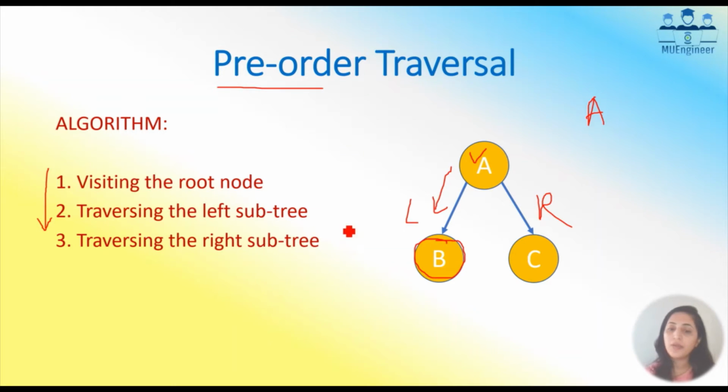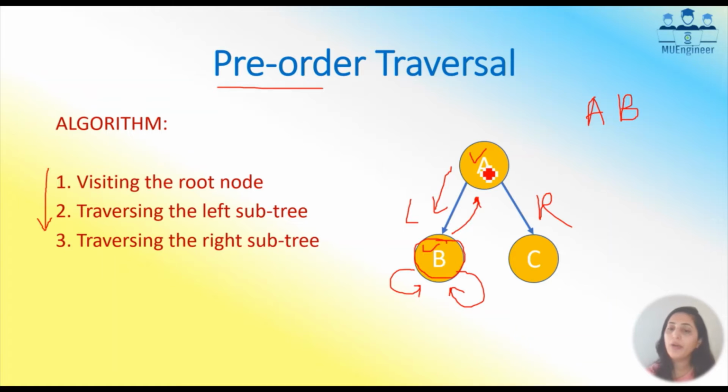That means visit the root node. So here, visiting the root node is B. Then I have to traverse to the left. So there is nothing on the left of B, so I'm coming back. Then statement 3 says traverse to the right subtree. There is nothing on the right of B. Again I come back. So I have to go back to the parent node.